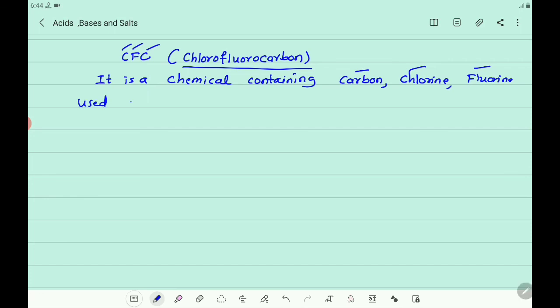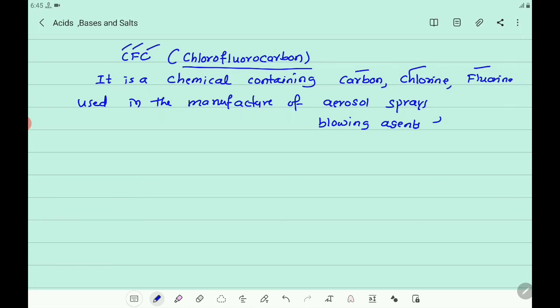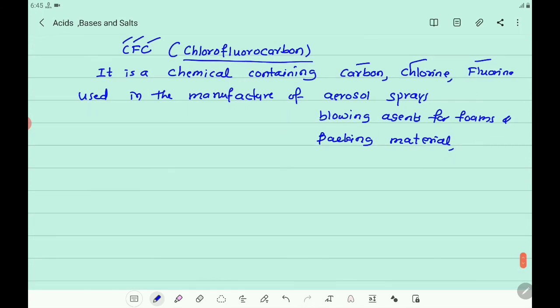Used in the manufacture of aerosol sprays, blowing agents for foams and packing material, and it is used as a refrigerant.